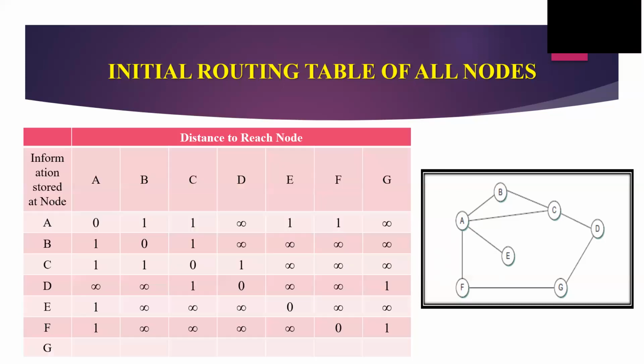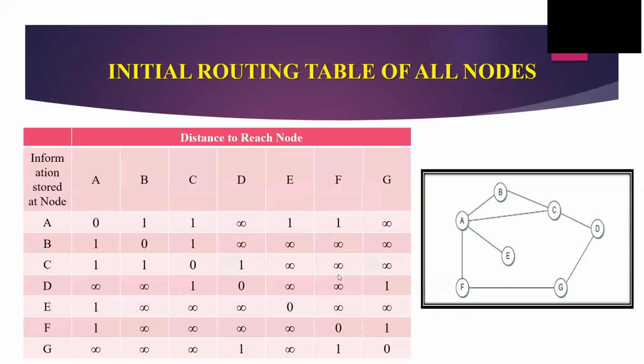And with respect to node F, F to A directly connected, so the cost will be 1. F to B indirectly connected, so the cost will be infinity. F to C indirectly connected, so the cost will be infinity. F to D indirectly connected, so the cost will be infinity. And F to E indirectly connected, so the cost will be infinity. F to F self node, so 0. F to G directly connected, so the cost is 1.